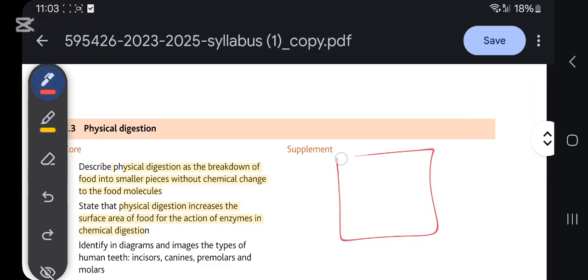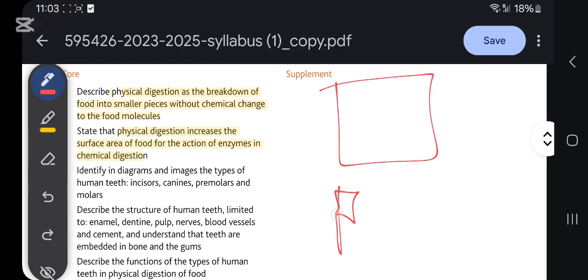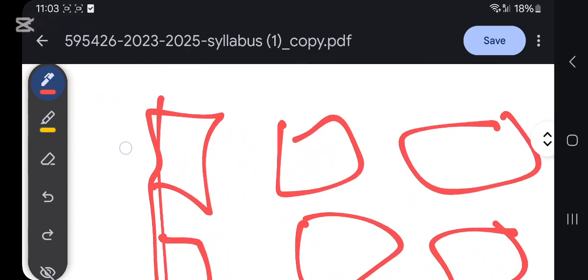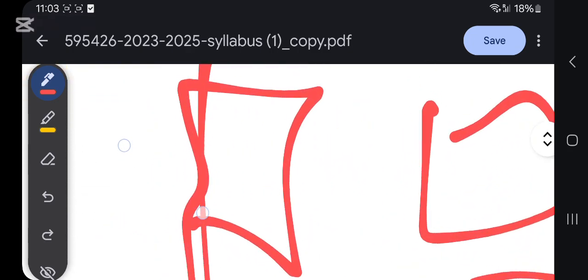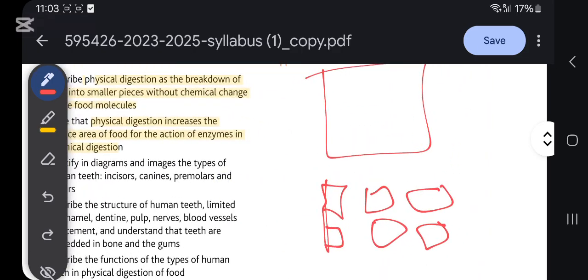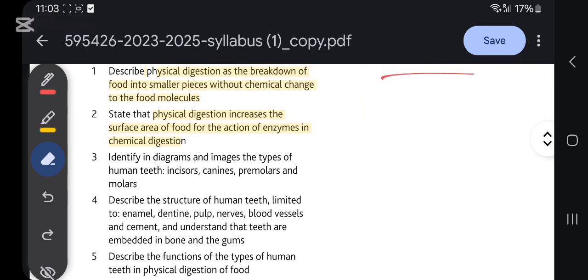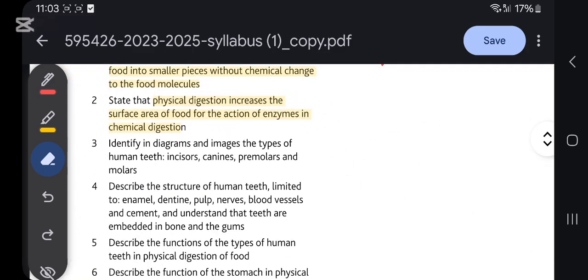For example, let me give you an example. This is one box. If it is broken down into smaller similar boxes with the same volume, what is going to happen is that this surface area is exposed, even this is exposed, even this is exposed. So the surface area that is exposed increases. Here it is only this. Here it increases. I hope you all got my point. So it increases the surface area of food for the action of enzymes, and the chemical digestion is basically going to happen faster.